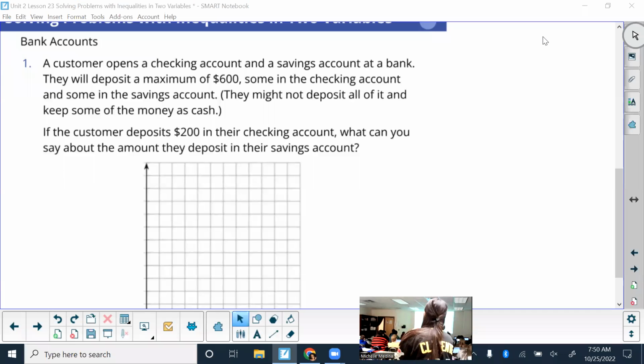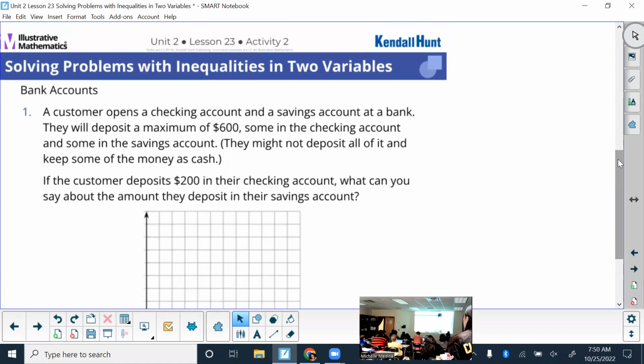Even though some of you may not have bank accounts yet, if you don't understand the words, make sure you ask. But what are some constraints in this situation? Daniel?